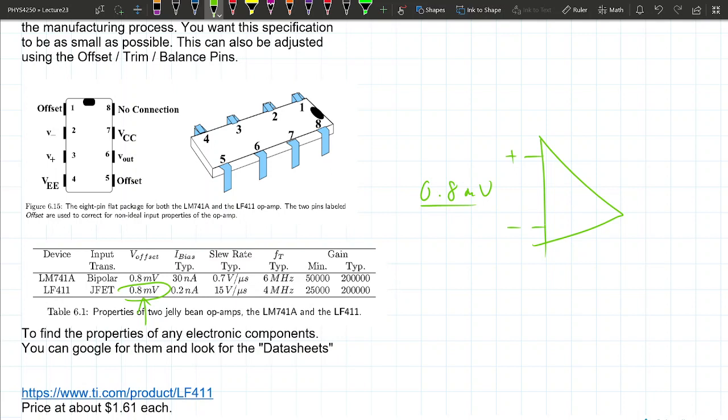We're doing things on the order of 1 to 10 volts. But if you're trying to measure something on the order of 1 millivolt, that's going to matter. So don't use this op amp if you're going to measure anything at 1 millivolt.